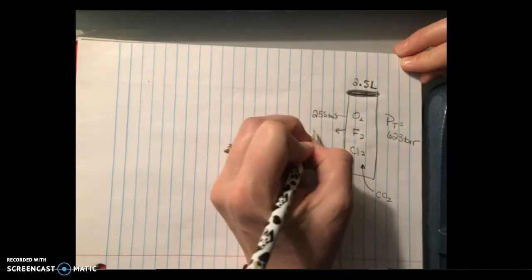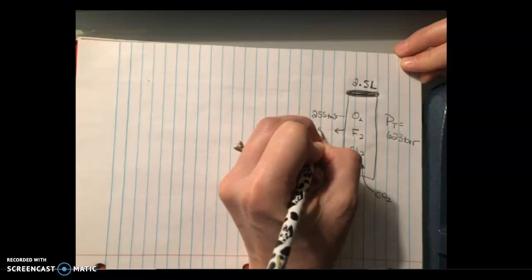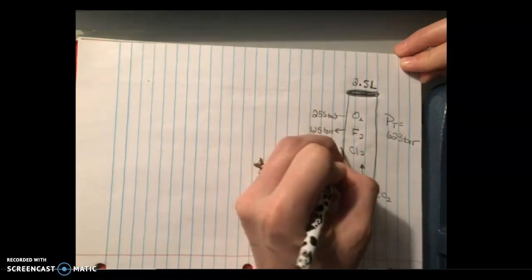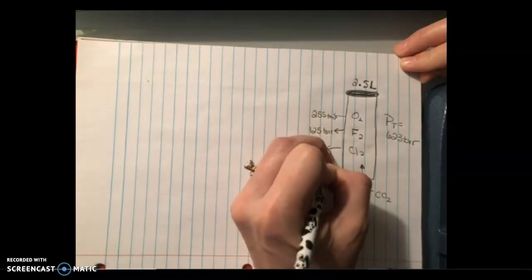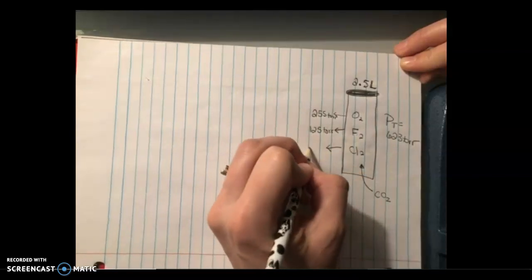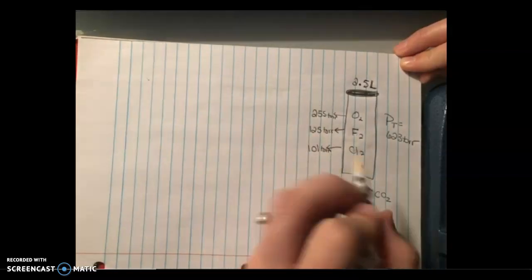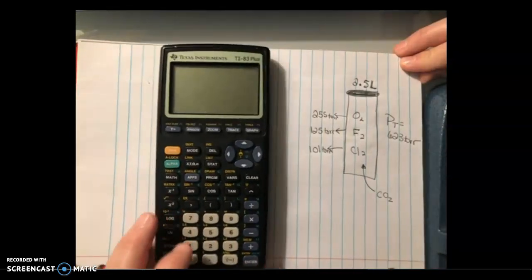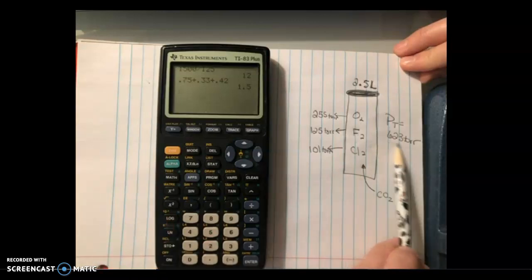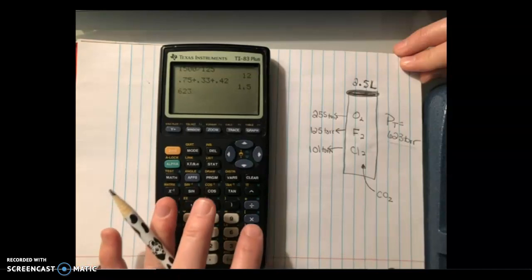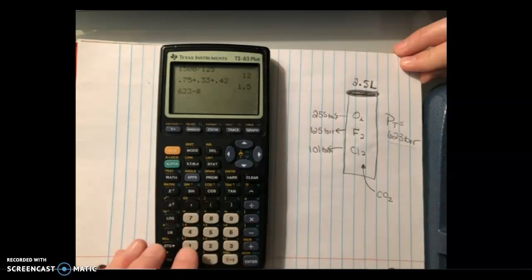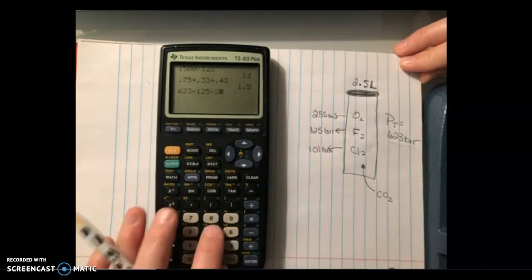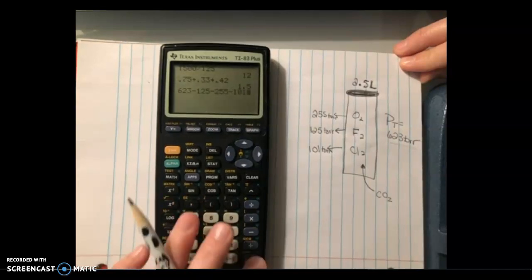Fluorine is contributing 125 torr. Chlorine gas is contributing 101 torr. And if I take that 623 and subtract all of that, I'll find out what the carbon dioxide is going to contribute as well, because they told me this is the pressure after carbon dioxide is added. So I'm going to take 623 and subtract out 125 and 255 and 101.